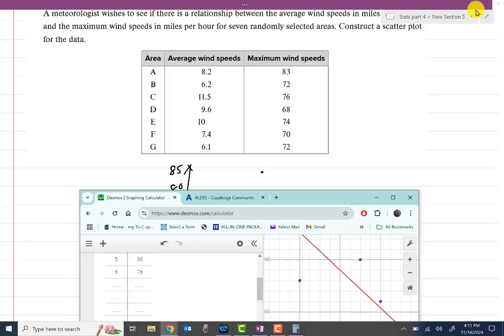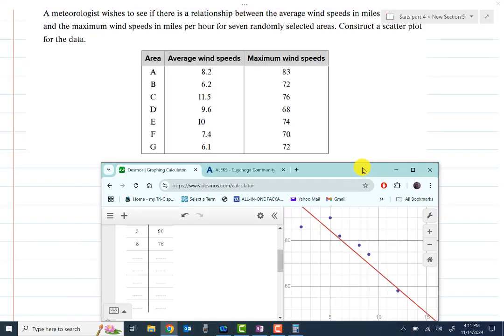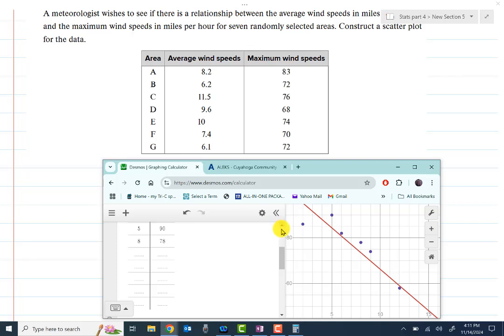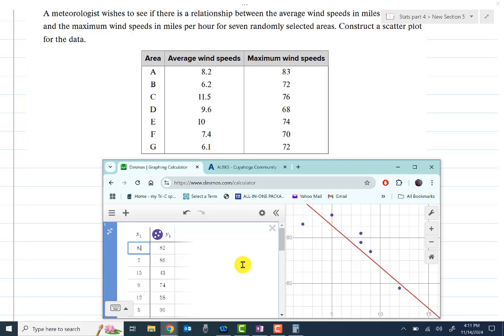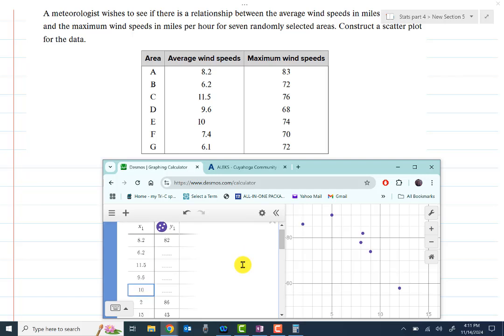So once again, for the moment, let me make this small so that I can edit it inside of here. I'll put the X values again: 8.2, 6.2, 11.5, 9.6, 10, 7.4, 6.1. Oh, I see. What it does is it doesn't delete the data. It won't let me select more than one cell at a time.